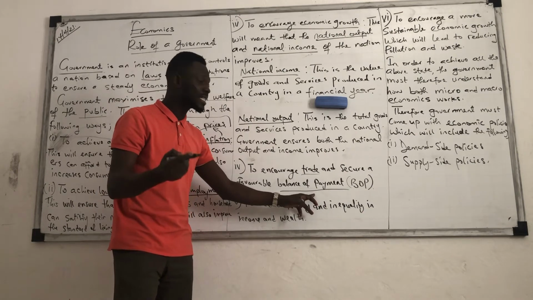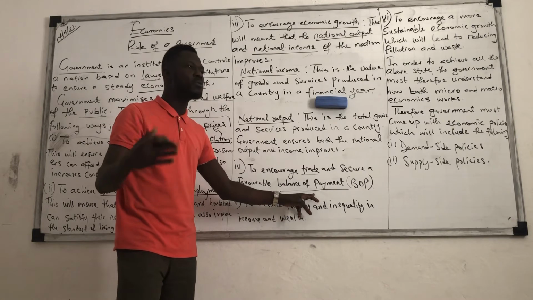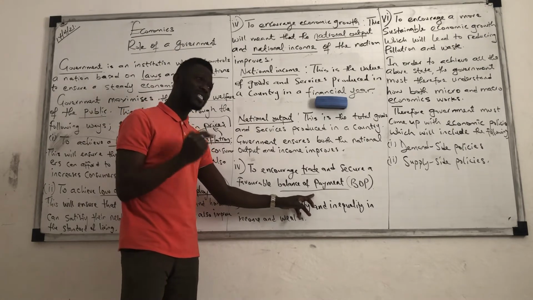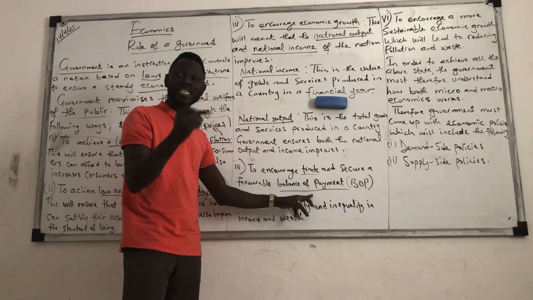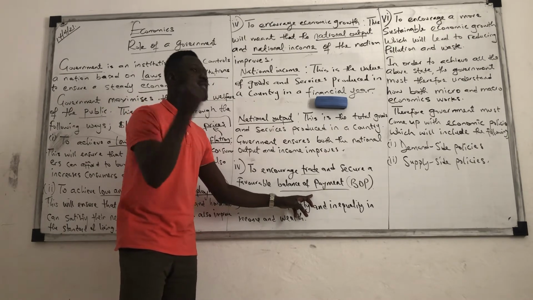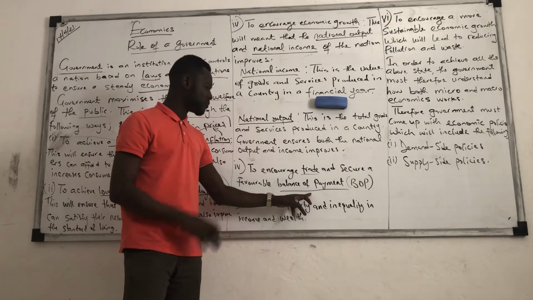So government ensures that our balance of payment is what? Favorable. That means we are having a very stable balance of payment. Do you understand what balance of payment means here? Yeah. Balance of payment means the statement of our transactions with other countries. Do we understand balance of payment? Yeah. So government ensures that this is also favorable.